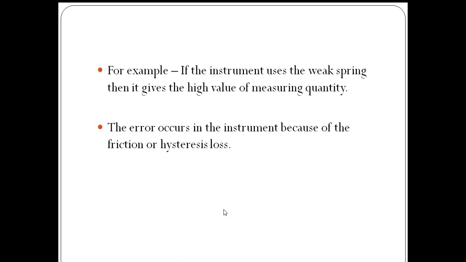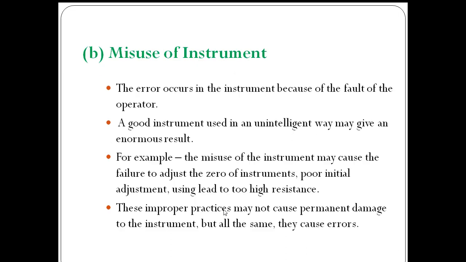For example, if an instrument uses a weak spring, then it gives a high value of the measured quantity, because the controlling torque is low, so it will deflect more and indicate more value. The error also occurs in the instrument because of friction or hysteresis loss.